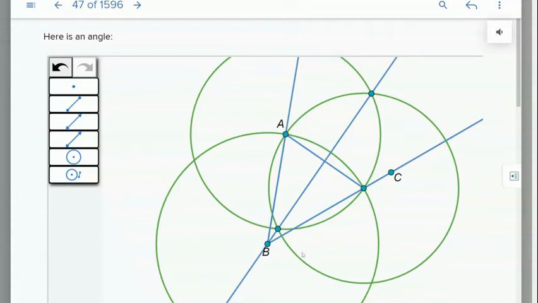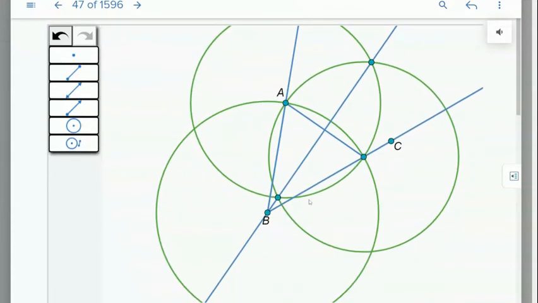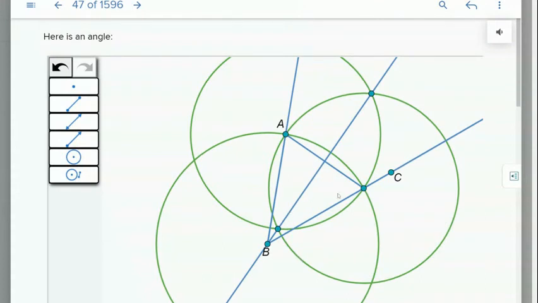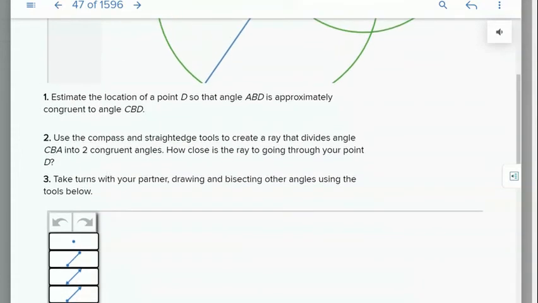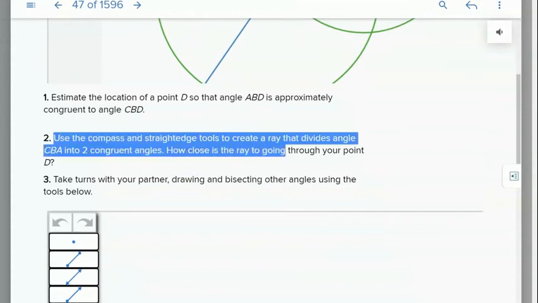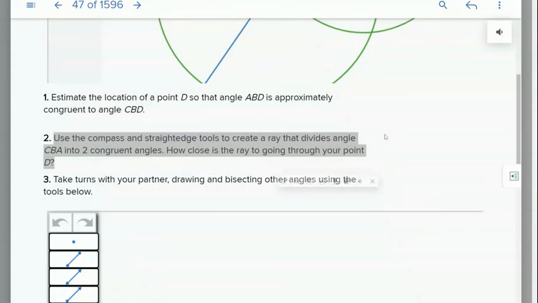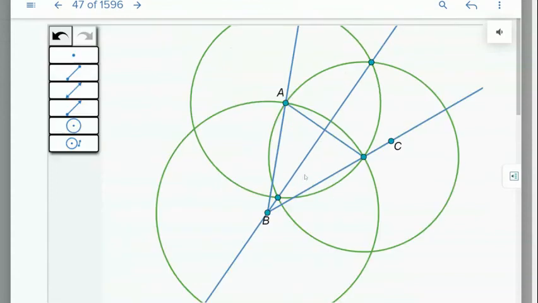We'll practice that as time goes by. In fact, I recommend that you practice this on GeoGebra. Try to recreate this on GeoGebra. You can do any type of angle, and as long as you construct these circles the right way, you should be able to create your line. Use a compass and straight edge to create a ray, and we did that up here. So this blue line connected by these points of intersection, that is part 2.